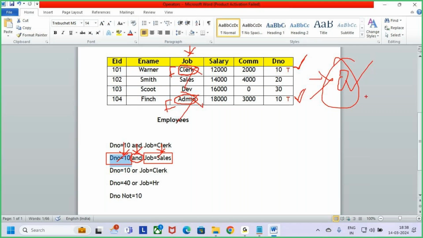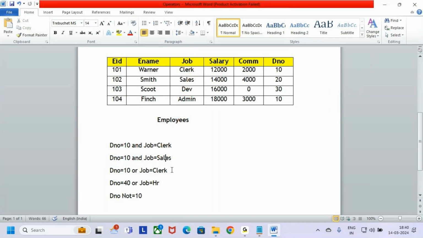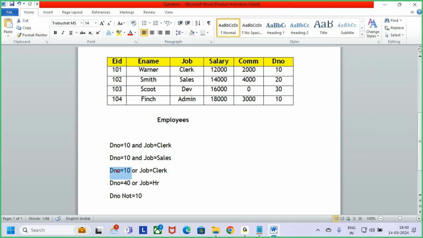Admin. And next, what's my next requirement? I want to find out the employees from the 10th department. First condition is department number is equals to 10, or job is equals to clerk. Now between these two conditions, what is the operator I'm using here? OR operator.